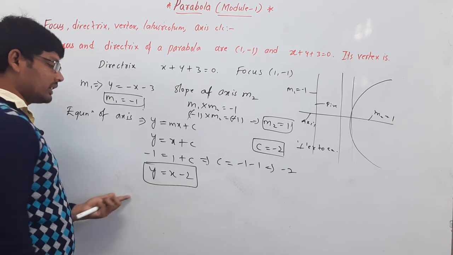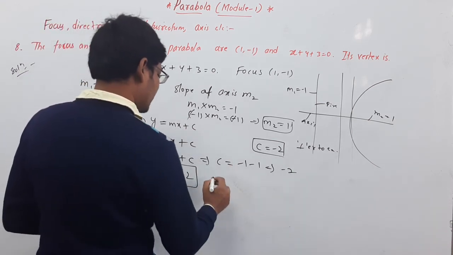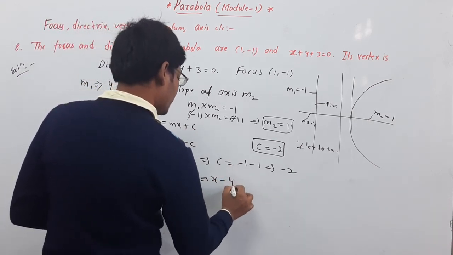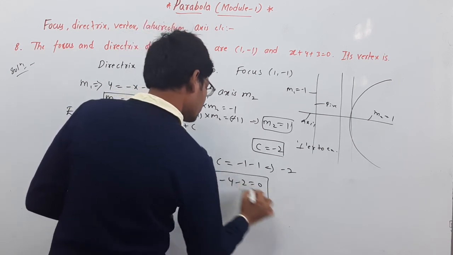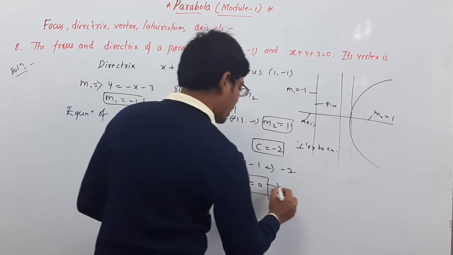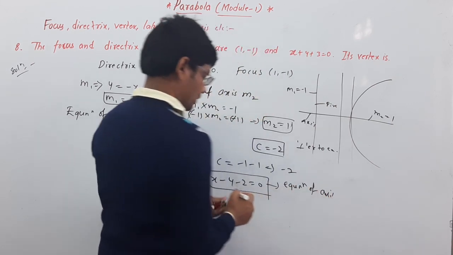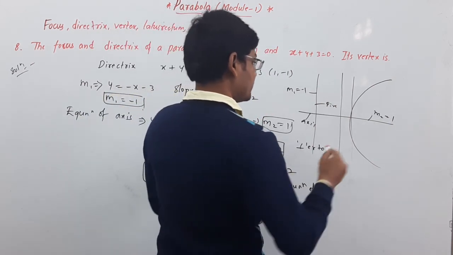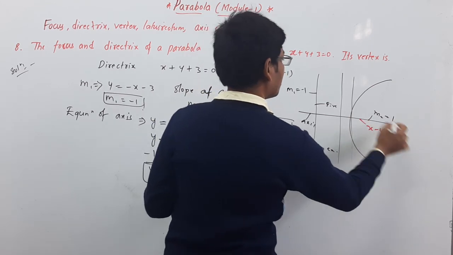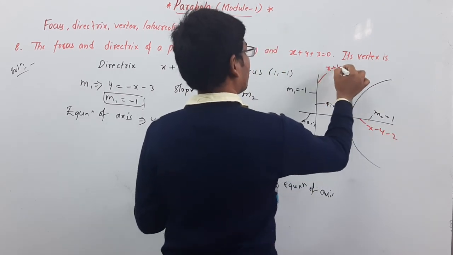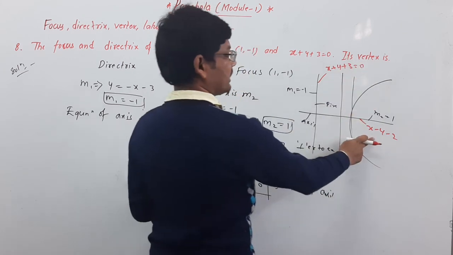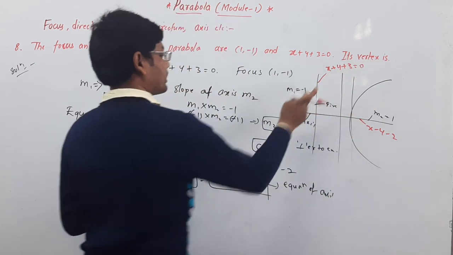And if you bring all the terms to one side, x minus y minus 2 is equal to 0. This is the equation of the axis. This is x minus y minus 2, and the equation of the directrix is x plus y plus 3 is equal to 0. This is the equation of the axis, and this is the equation of the directrix.